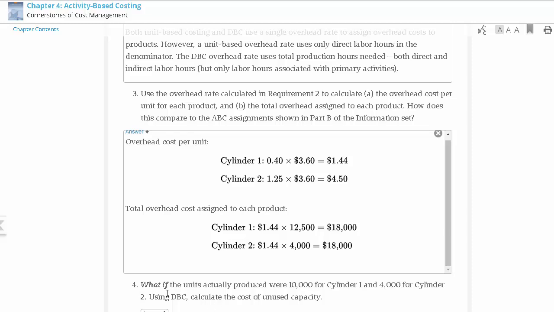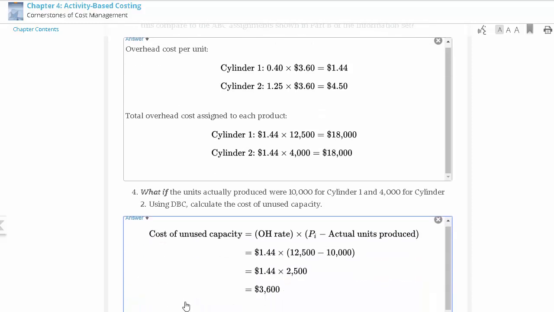Okay, so next let's look at question 4. What if the units actually produced were 10,000 for cylinder 1 and 4,000 for cylinder 2? If we use DBC, what would be the cost of the unused capacity? Let me slide up and get that answer on the screen. So the cost of unused capacity would be equal to the overhead rate, that's the $1.44 we calculated, times P sub I, the number of units, 12,500 minus 10,000. This is for cylinder 1. And when we do the multiplication, the cost of the unused capacity is $3,600.